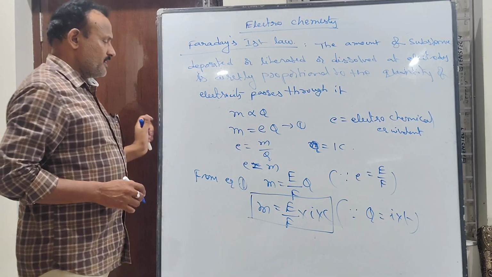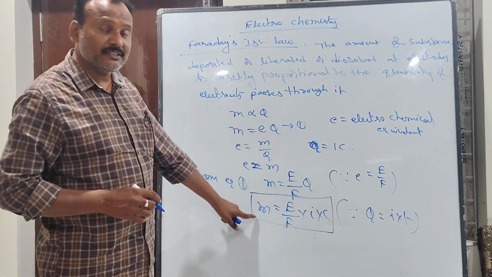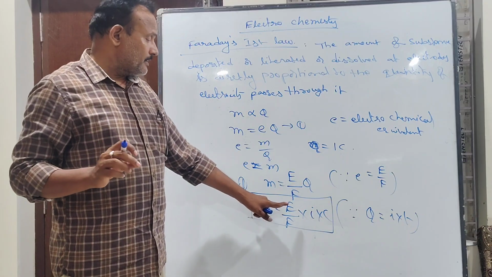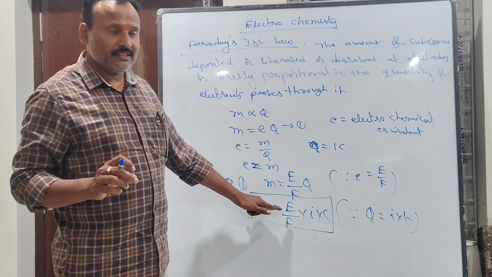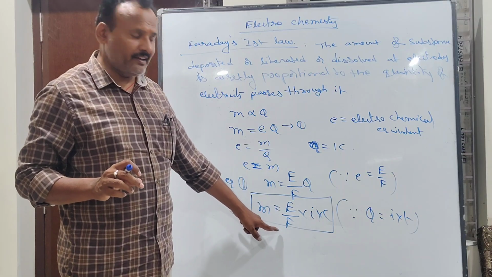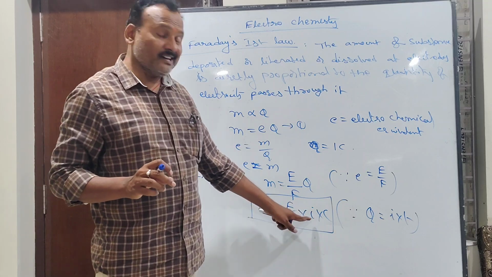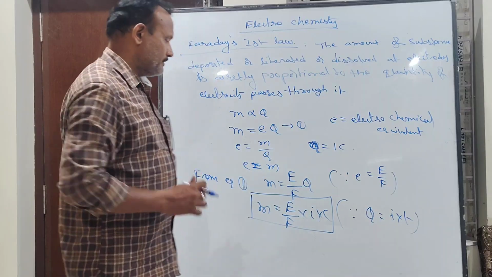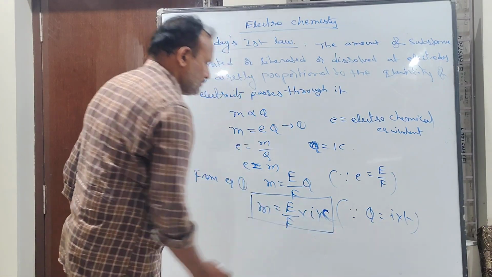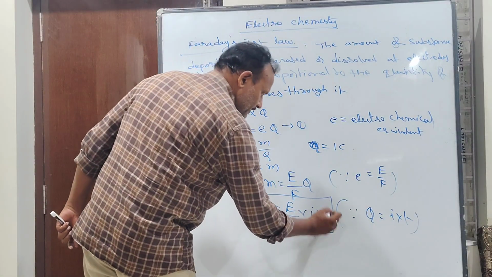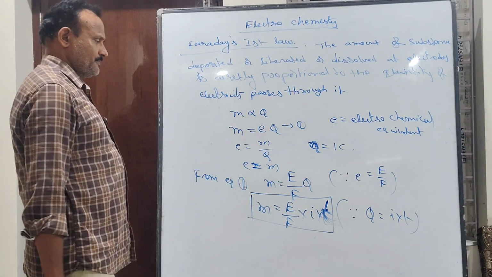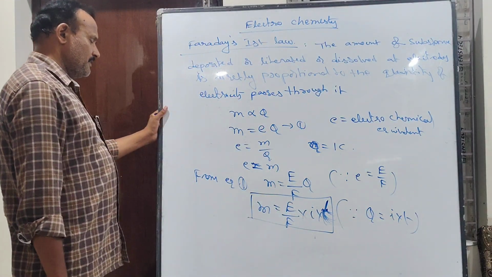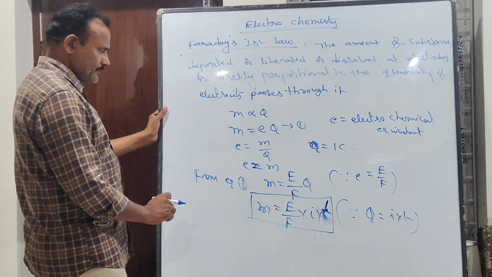Once again, repeating the terms explanation here. M is mass of the substance deposited or liberated. Capital E is chemical equivalent. F is Faraday. I is current in amperes. T is the time in seconds. Q is equal to I into T. So T is the time in seconds. This is Faraday's first law, right?